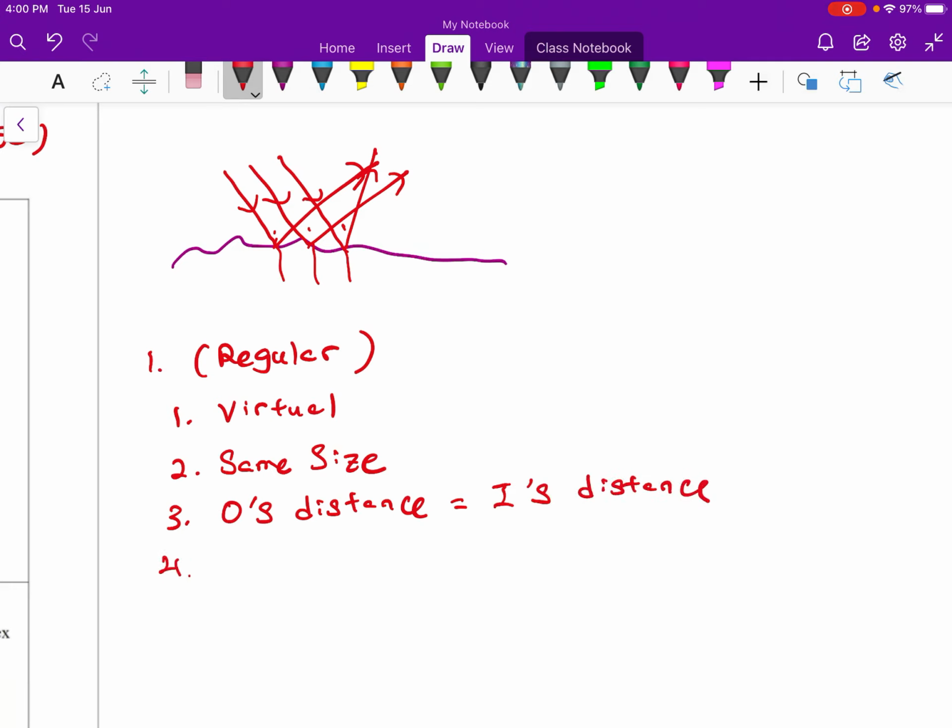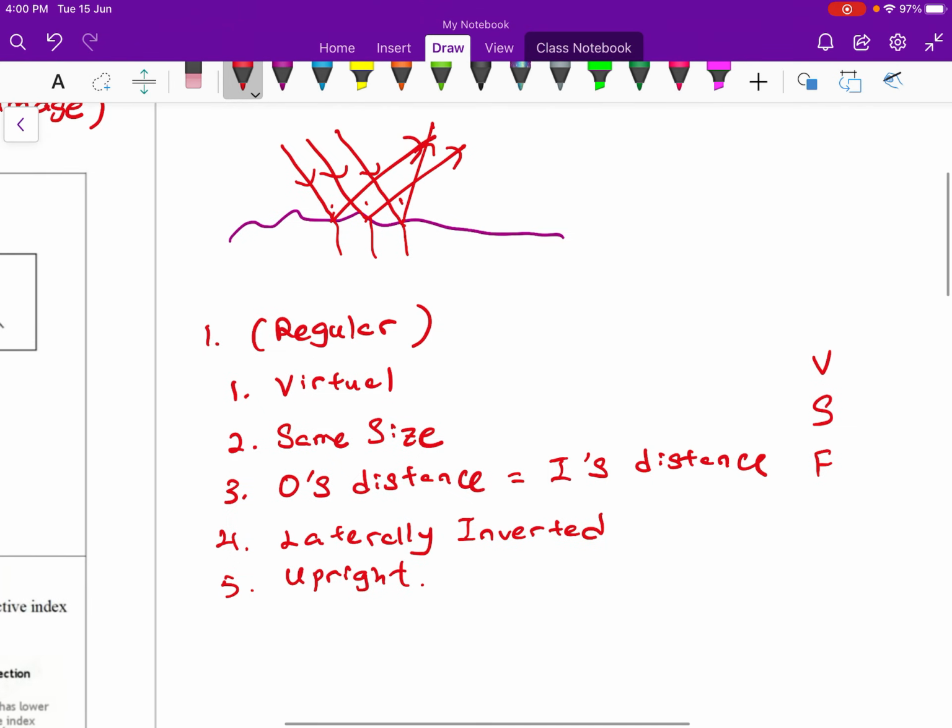The fourth is laterally inverted. And last but not least, the fifth is upright. If you are standing upright, you will see an image that is upright. So these are the five characteristics that we must memorize. You can memorize them by VS flu.